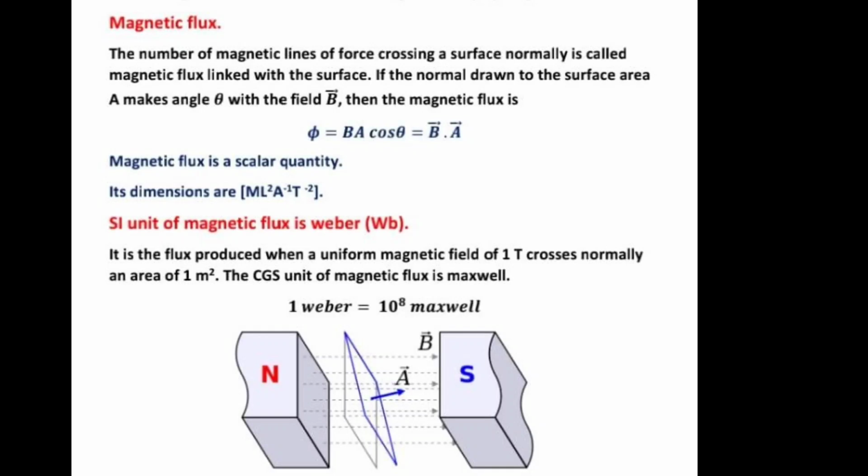And Weber also has a definition in respect to the quantities involved in defining the magnetic flux. It is the flux produced when a uniform magnetic field of 1 Tesla crosses normally an area of 1 meter square. And the CGS unit of magnetic flux is Maxwell. Weber and Maxwell have a relation so that we can convert one system of units into another. That is, 1 Weber is equal to 10 raised to power 8 Maxwell.